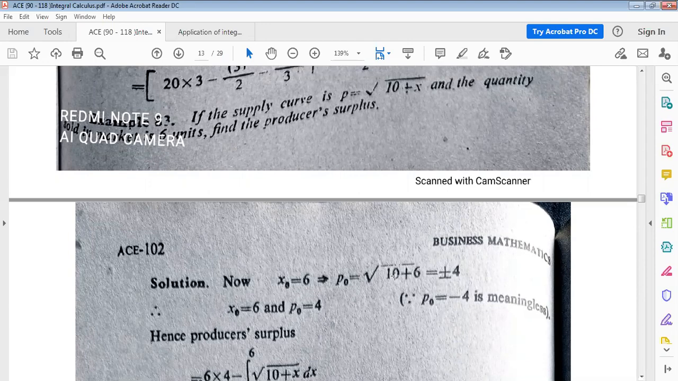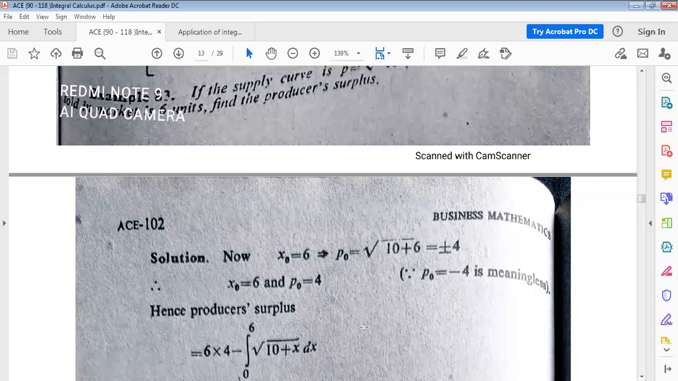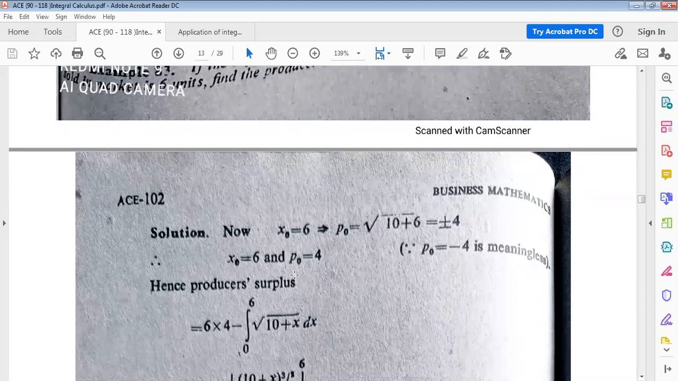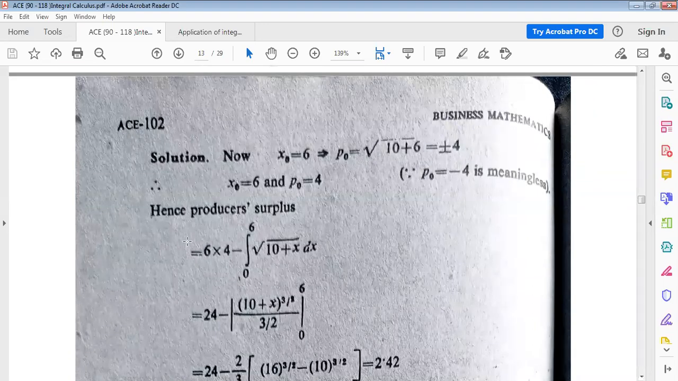P naught equals what? 10 plus 6 is 16, and the square root of 16 is only 4. But negative cannot be accepted. Price can never be negative. So X naught and P naught equal this. Now the producer surplus formula: PS equals P naught X naught minus the integral from 0 to X naught of S(x) dx.